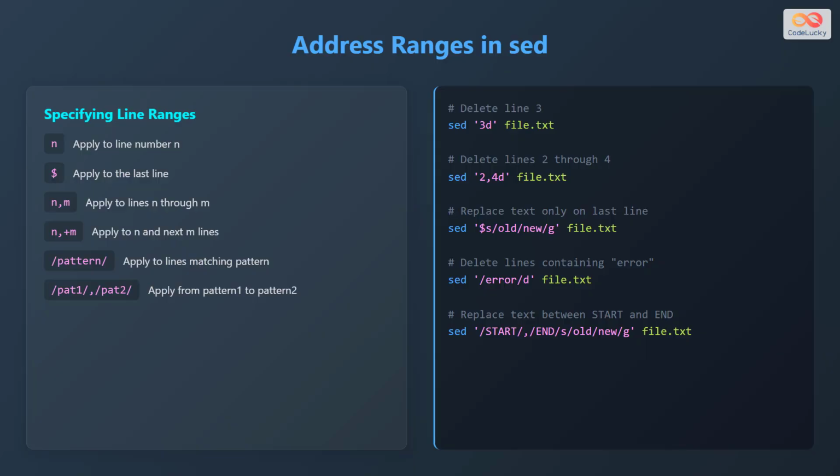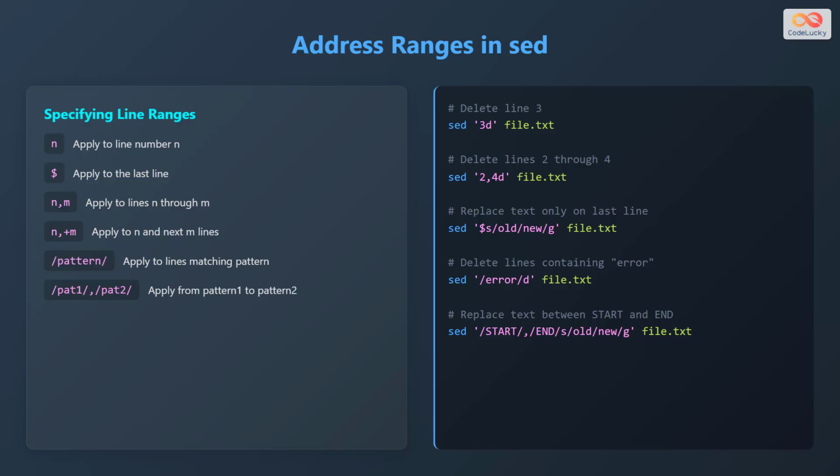Now let's discuss address ranges in sed, which allow you to specify which lines a command should affect. You can apply commands to a specific line number n, to the last line using the $, to a range of lines n,m, or to a range relative to a line n+m, which applies to line n and the next m lines. You can also use patterns such as /pattern/ to apply commands to lines matching a pattern, or /pat1/,/pat2/ to apply commands from where pattern 1 is found until pattern 2 is found.